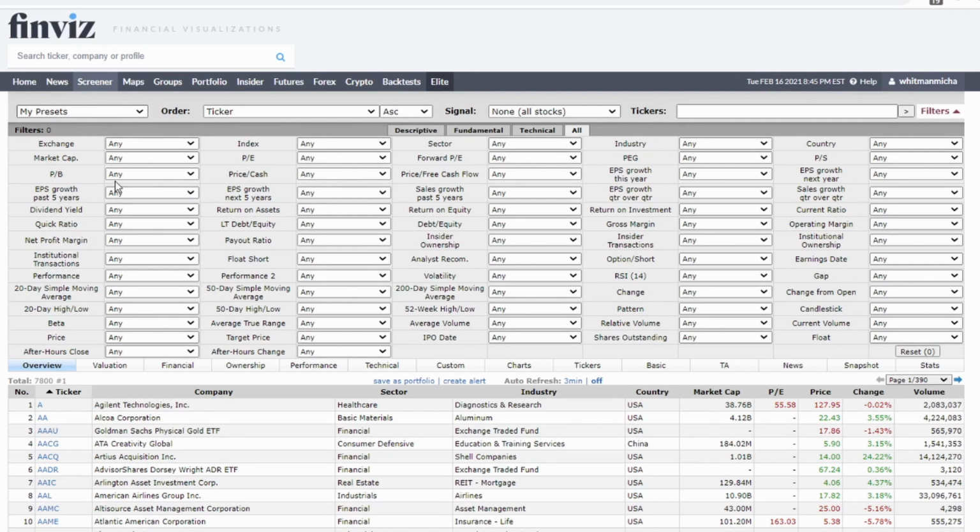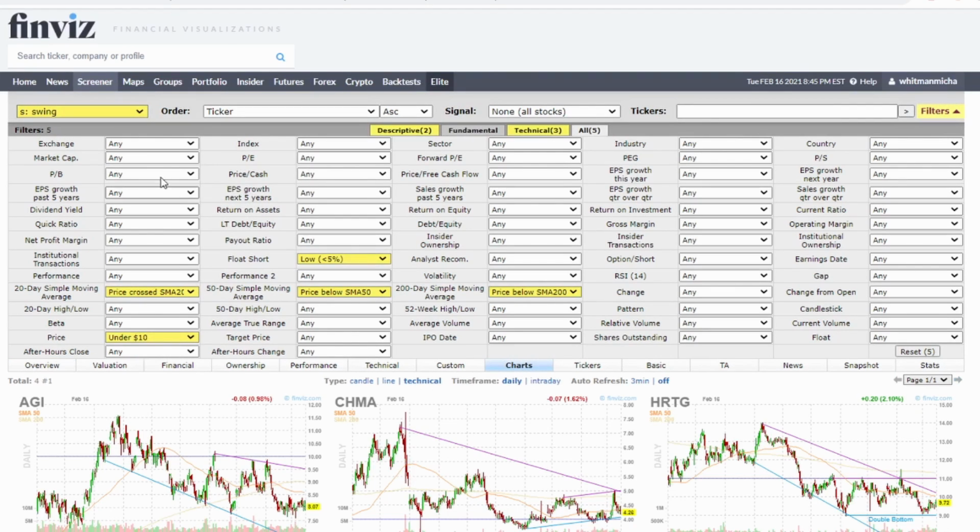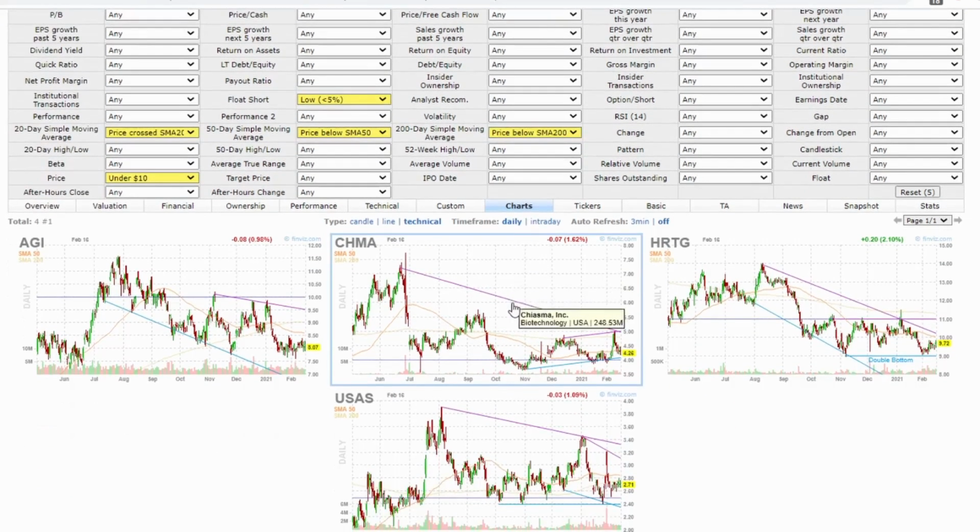I have a lot of presets. I like the swing one. So you can see there's a small float short. The stock price has crossed over the SMA 20. It's below the SMA 50 and it's below the SMA 200. This just means it's kind of low for where it should be, and hopefully it has the potential to swing. You can only see 4 stocks right there, not many.